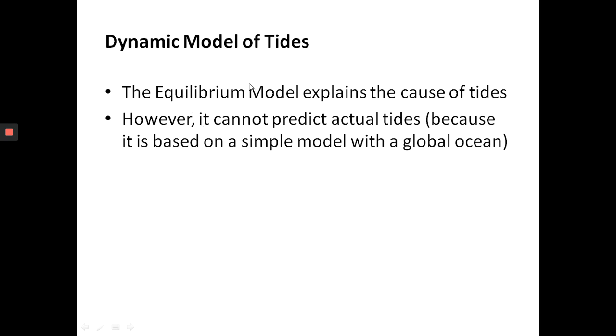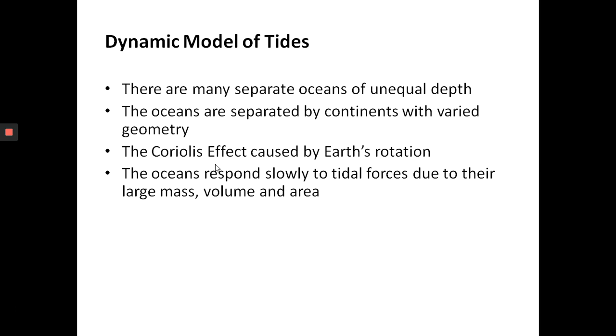So the equilibrium model is too simple. It cannot predict actual tides because it is based on a simple model with a global ocean, right? But in reality, on this planet, you actually have more than one ocean. There are many separate oceans, and they are of unequal depth. Some are deeper, some are shallower, right? And these oceans are separated by continents with varied geometry. And there are also complications caused by the Coriolis effect because the Earth is rotating.